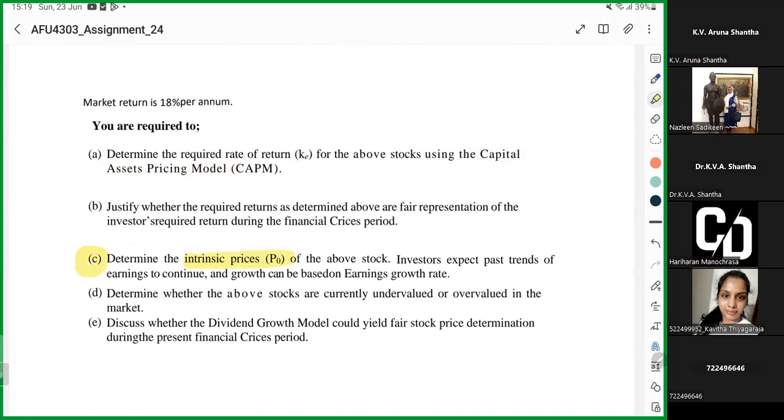Above stocks, based on intrinsic price, investors expect past trends of earnings to continue and growth based on the earnings growth rate. So investors expect the dividend would grow. To get the growth rate, you apply the earnings growth rate.